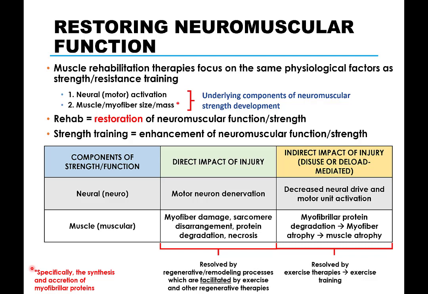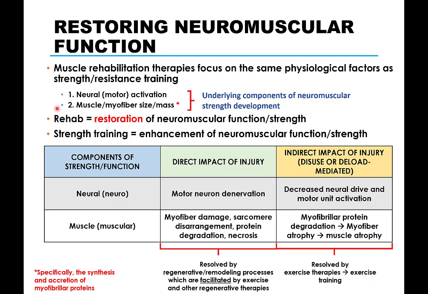So in summary, the two components of neuromuscular strength development includes an increase in neural activation of muscle and the synthesis and accretion of myofibrillar proteins, resulting in an increase in muscle size and mass, aka muscle hypertrophy. These represent the neural and muscular components of neuromuscular strength/function, respectively.